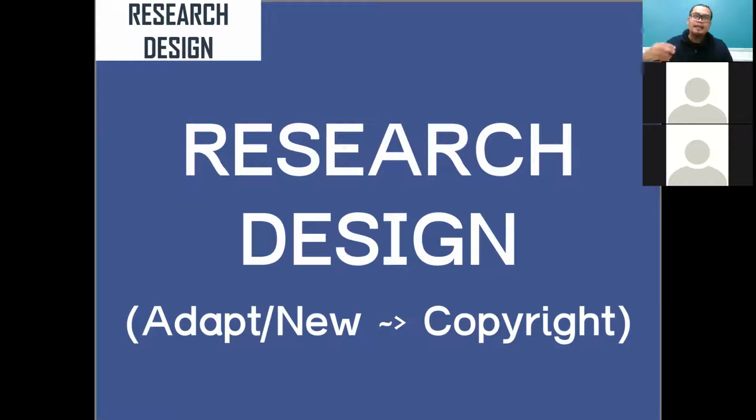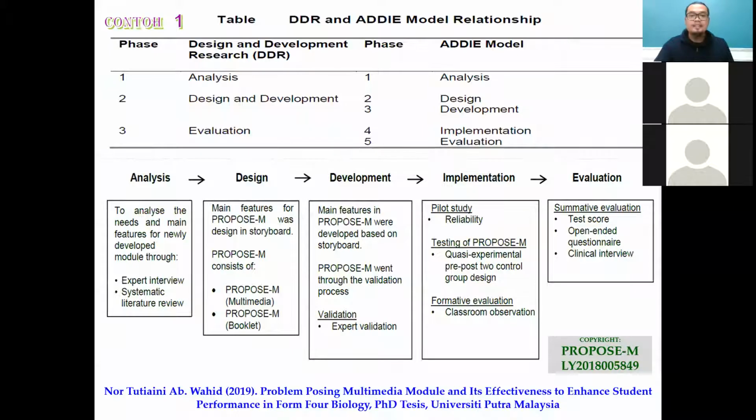During your viva, in the part on contribution, when the panel asks what your research contribution is, this is a part you can highlight also. You can say: in this research, I adapted or proposed a new research design, and to make it original, I sent it to MIPO to get the copyright. So this is an example.